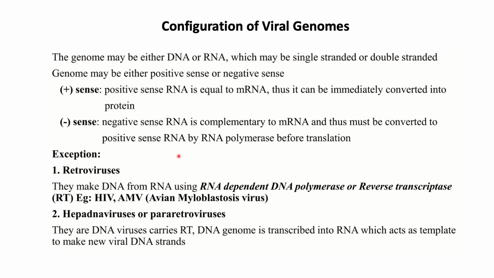There are certain exceptions to these as well, and some examples are retroviruses. They make DNA from the RNA using the enzyme RNA dependent DNA polymerase, or the reverse transcriptase (RT) enzyme. Examples of these retroviruses are the human immunodeficiency virus, which causes AIDS, and avian myeloblastosis virus, which causes disease in birds. Other examples are hepadnaviruses or pararetroviruses. These are DNA viruses that carry reverse transcriptase, and the DNA genome is transcribed into RNA, which acts as a template to make new viral DNA strands.